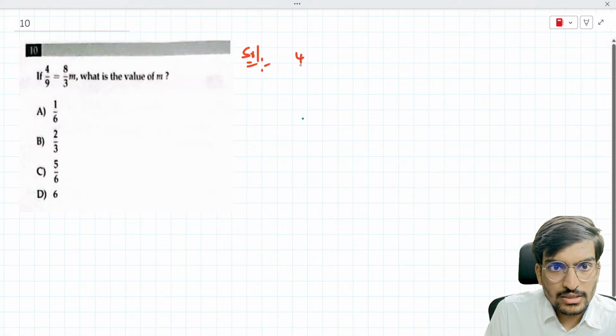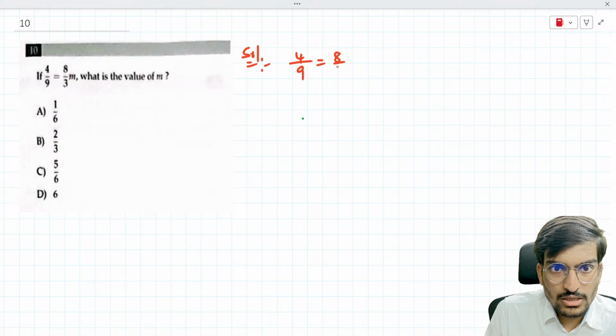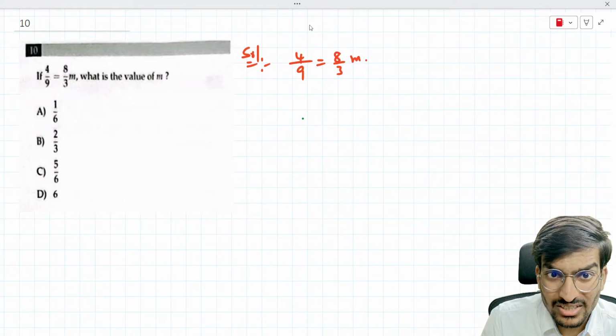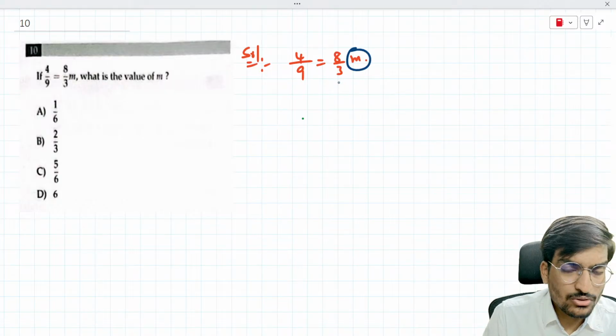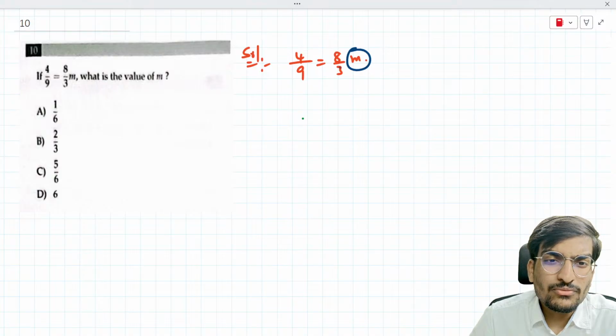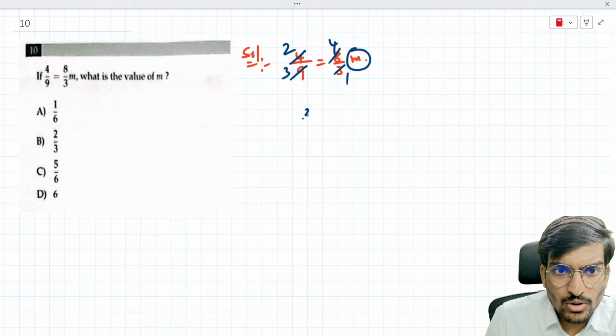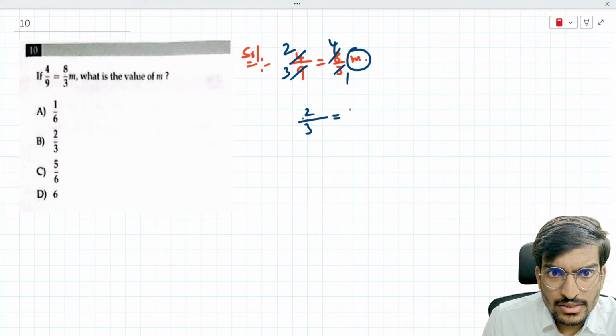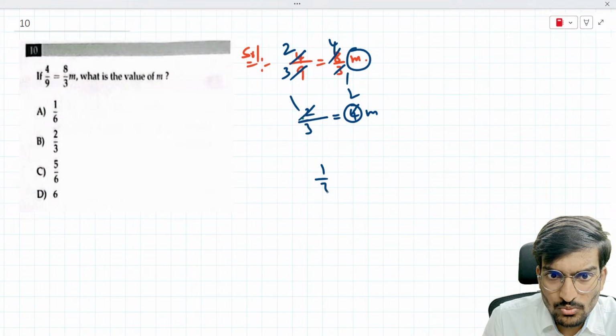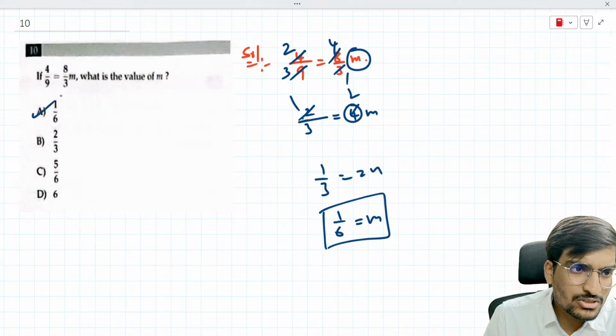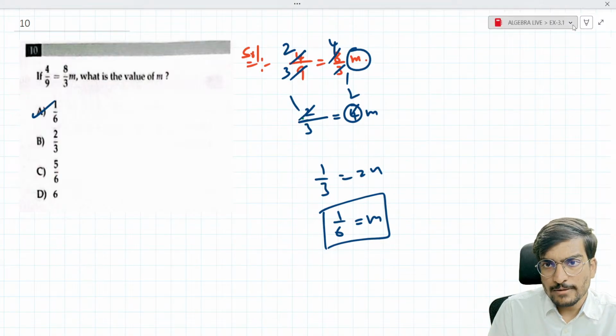So 4 by 9 equals 8 by 3m. We need to find the value of m. What we can do is directly cross out: 2 4s are 2, 2 8s are 4, 3 and 9 are 1 and 3. So you have 2 by 3 equals 4m. Just transpose the 2 to the other side, or else you can cross out again, and that's going to be 1 by 3 equals 2m. So m equals 1 by 6, which is option A.